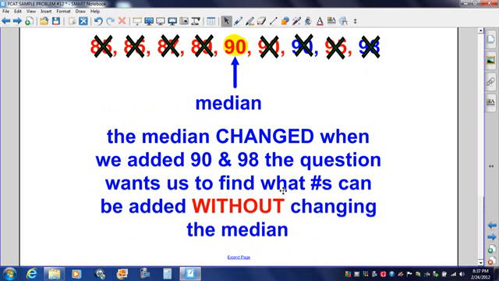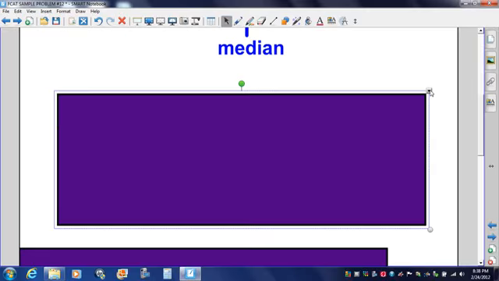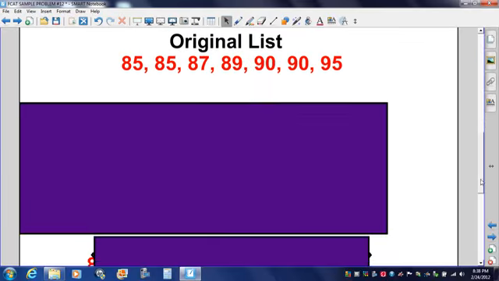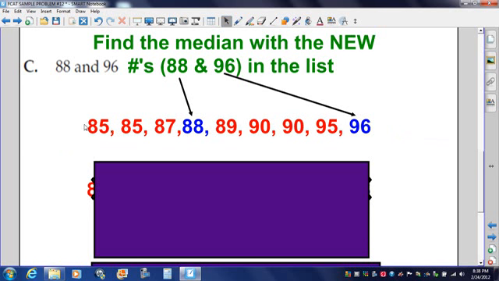The question wants us to find what numbers can be added without changing the median. On your paper, please cross out choice B since it does change the median. Now we're going to add 88 and 96 to our list. Guess and check. I'm going to add 88 and 96 to my original list because that is choice C. If you would, on your paper, please rewrite the list with 88 and 96.